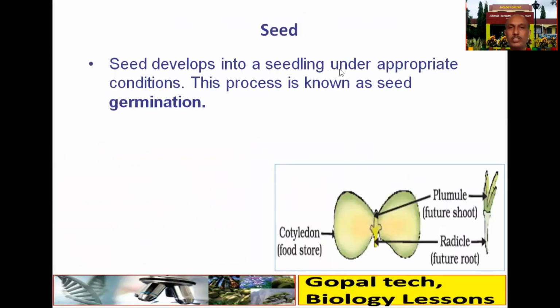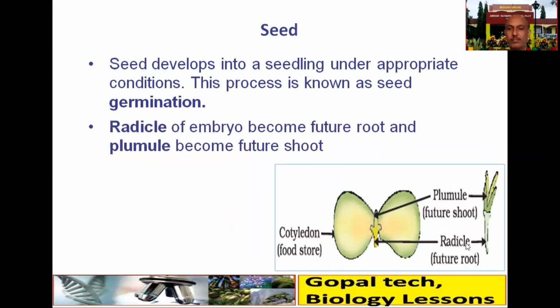A seed develops into a seedling under appropriate conditions. This process is known as seed germination. So the radicle, that is the future root of the embryo, becomes the future root, the plumule becomes the future shoot, and the cotyledon stores the food. Here you will get questions: what is the future root, future shoot, and who will store the food. So this diagram is important, even for practicals. So cotyledon stores the food. Okay, you can see this.